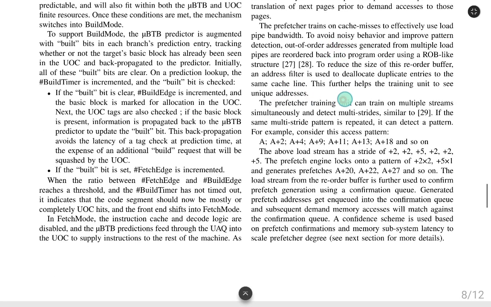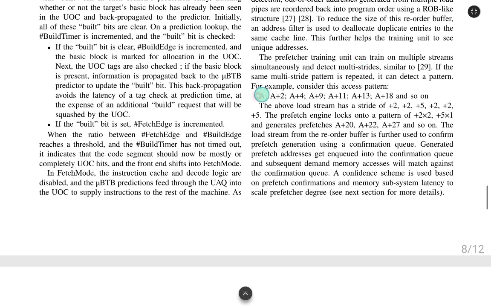The prefetcher training unit can train on multiple streams simultaneously and detect multi-strides. If the same multi-stride pattern is repeated, it can detect the pattern. For example, consider this access pattern: A+8, A+10, A+12, A+14... This above workload has a stride of +2, +2, +5, +2, +2, +5. The prefetch engine locks on a pattern of +2 times 2, +5 times 1 and generates prefetches A+20, A+22, and A+27, and so on.